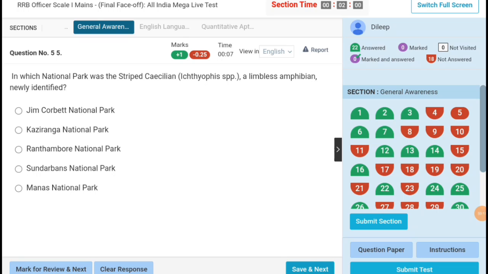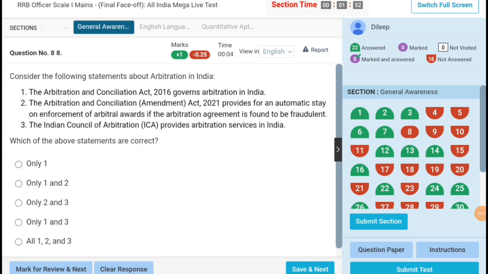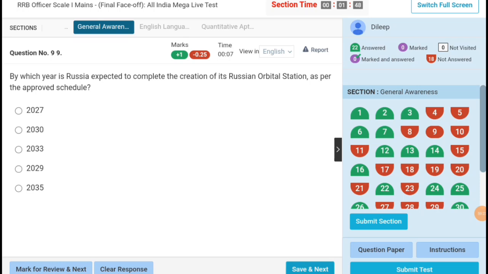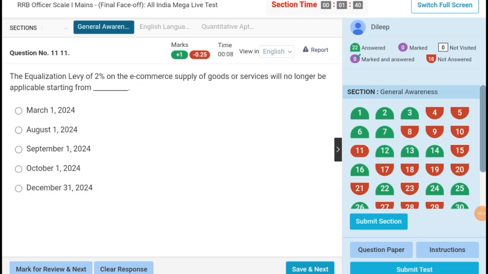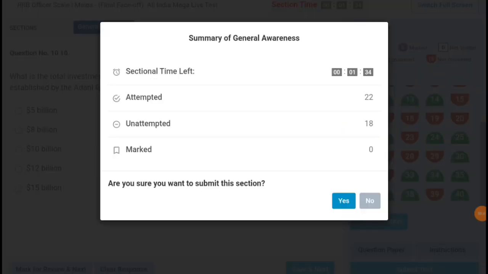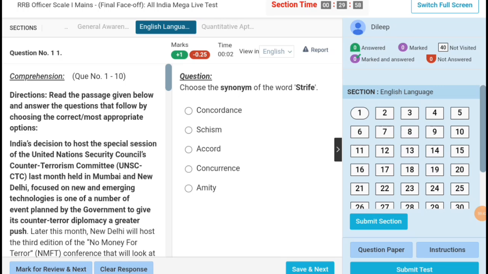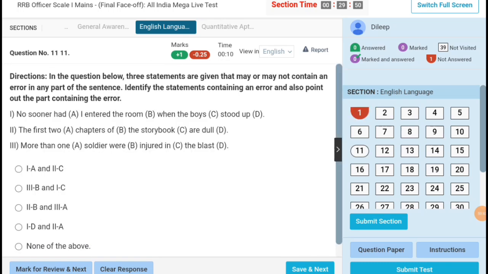Russian orbital station. Semiconductors of Maharashtra. So we submit this section. Next is English. First 10 questions and 11th is no sonar.